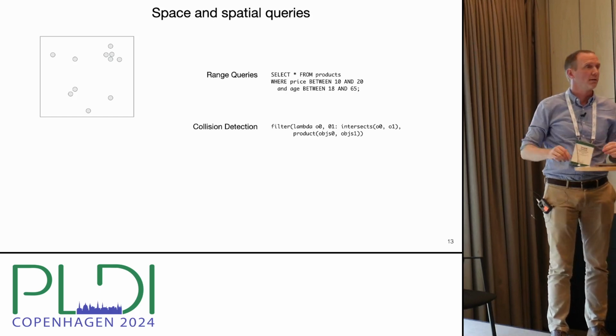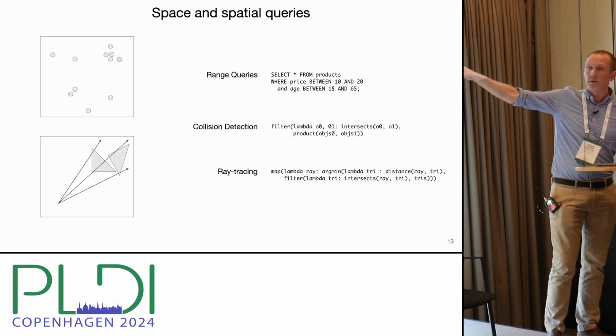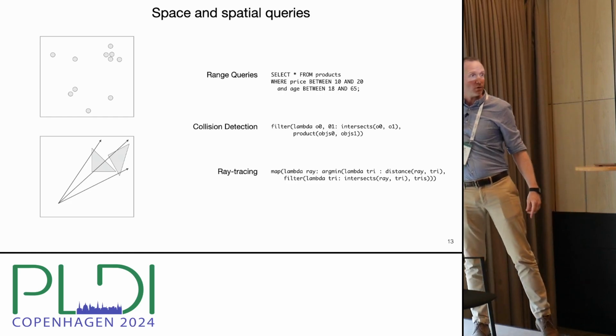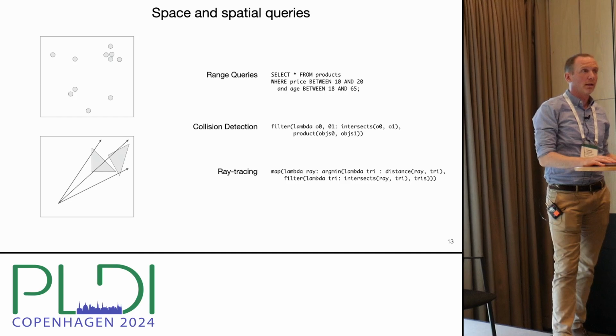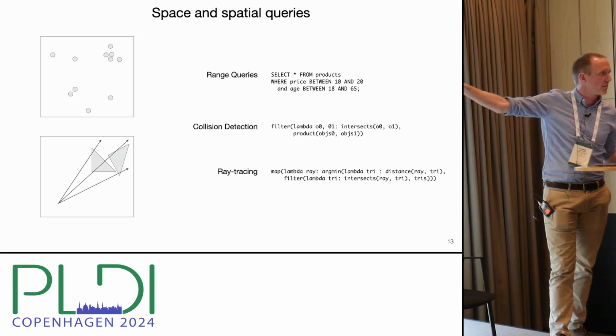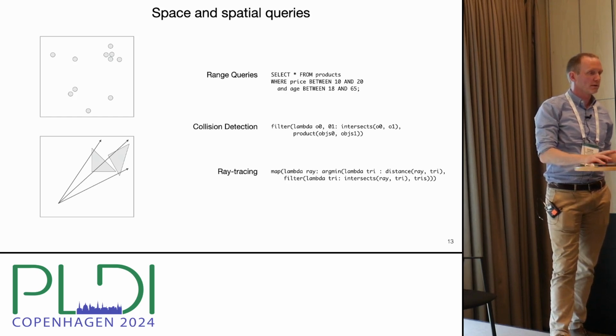Here's collision detection in a small functional language. And here's ray tracing in a functional language. This is ray tracing, that line. So you can express them very compactly if you have a good language. Of course, these are not optimized. That has to happen by the compiler. You have to have data structures underneath this that accelerate all of this.